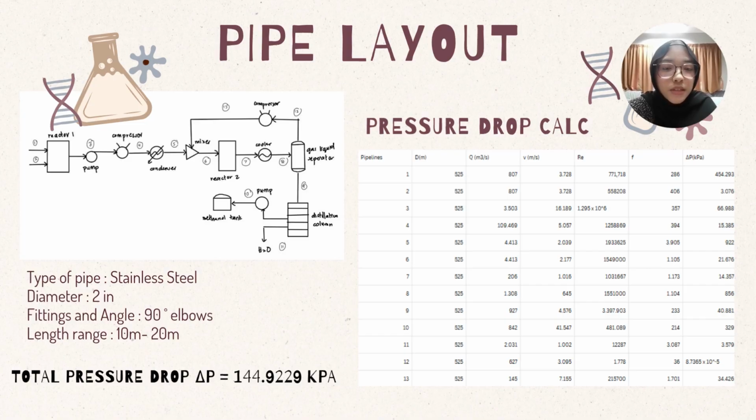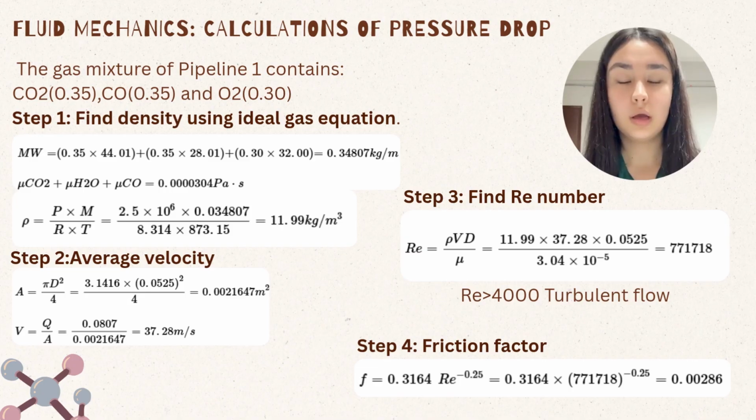As we can see in the pressure drop calculations on the right side, we consider the Reynolds number, friction factor, and calculate the pressure drop for each pipeline. After summing up all the individual drops, we obtain a total pressure drop of 144.9229 kilopascal. Now I will explain the pipeline calculations using pipeline 1 as an example.